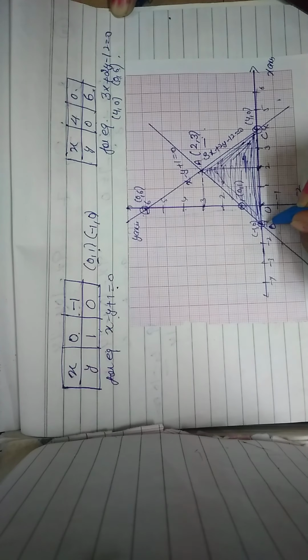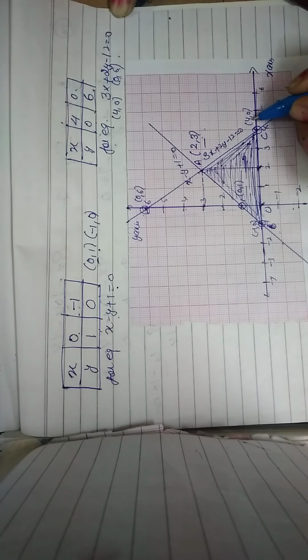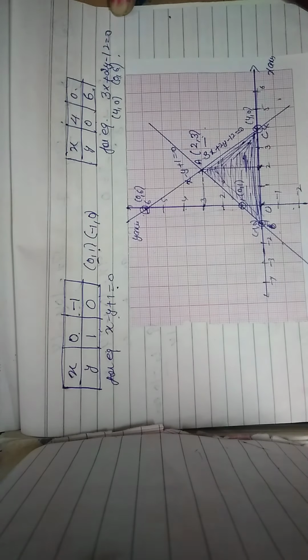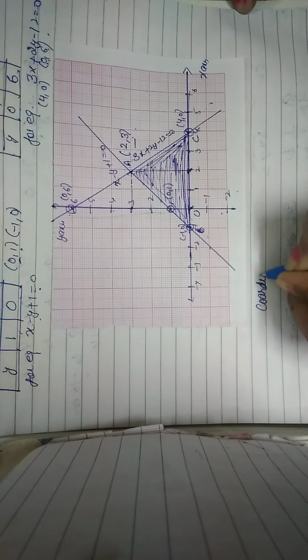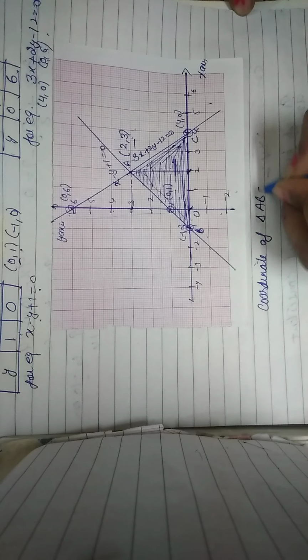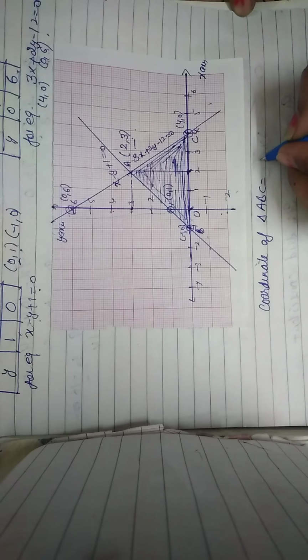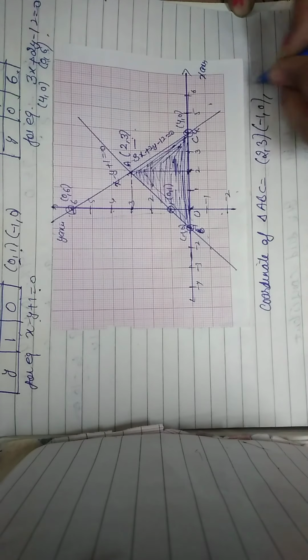Now at point B the coordinate is (minus 1, 0). At point C the coordinate is (4, 0). So the coordinates of triangle ABC are (2, 3), (minus 1, 0), and (4, 0).